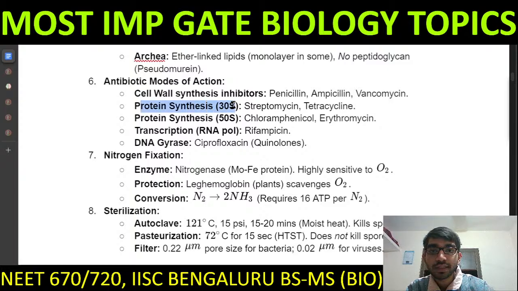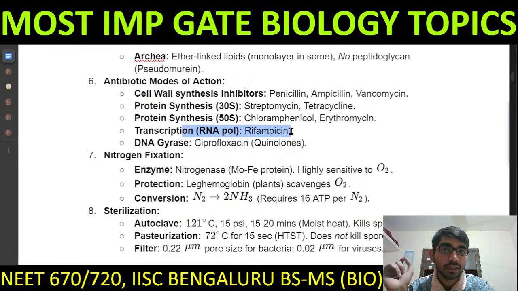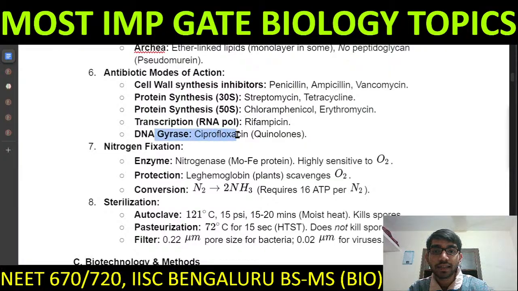Then protein synthesis in the smaller subunit, the 30S subunit, can be inhibited by streptomycin and tetracycline. This you should remember directly. There is only one way, which is to revise it multiple times. In the larger subunit, chloramphenicol and erythromycin. RNA polymerase can be blocked by rifampicin. Remember this, very important. RNA polymerase can be inhibited by rifampicin in the bacteria, and then DNA gyrase can be blocked by quinolones like ciprofloxacin.